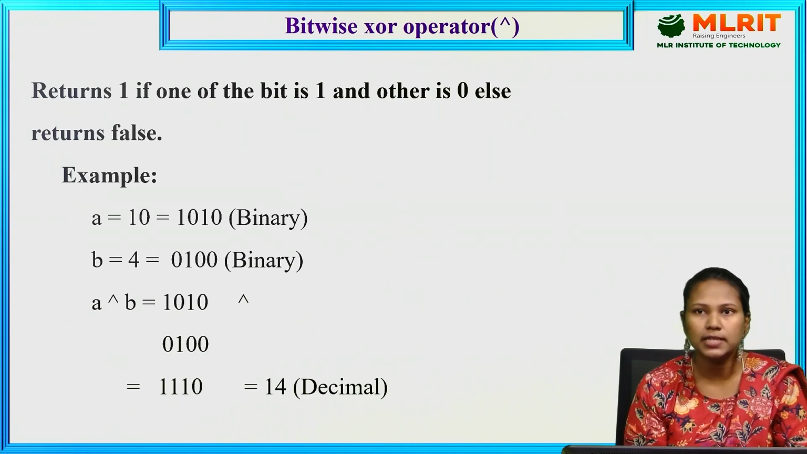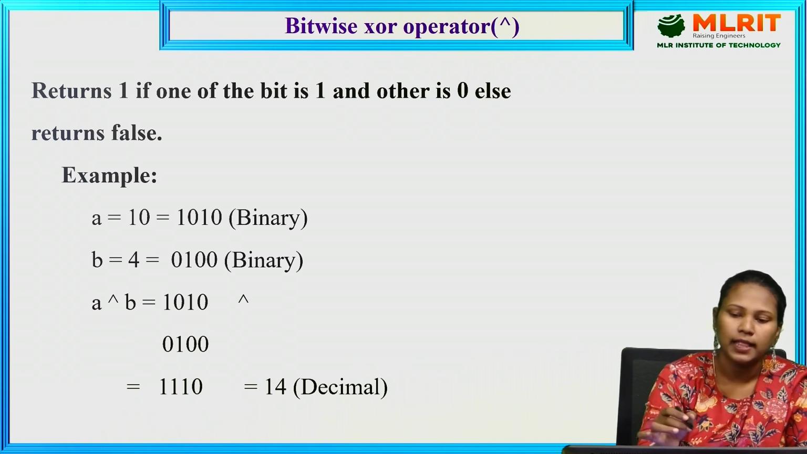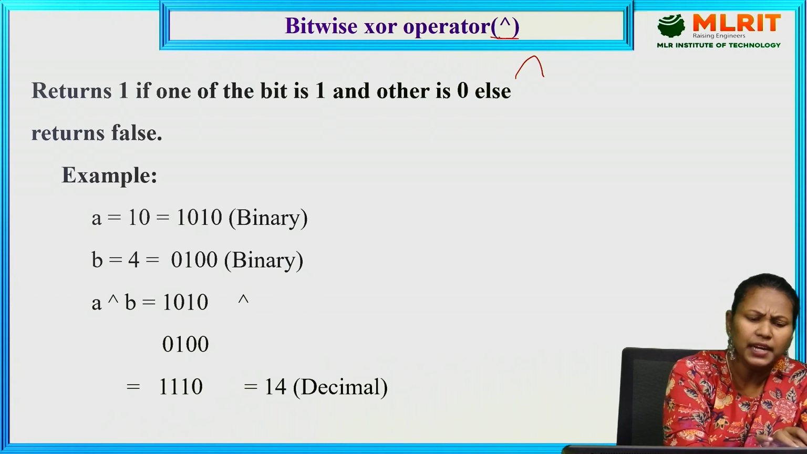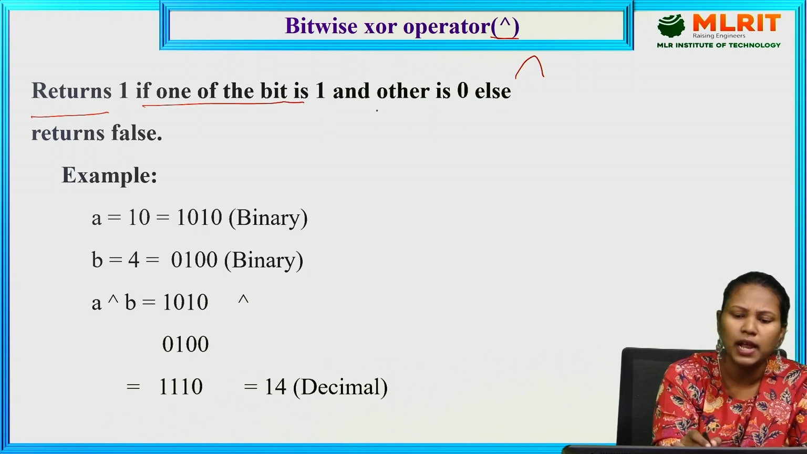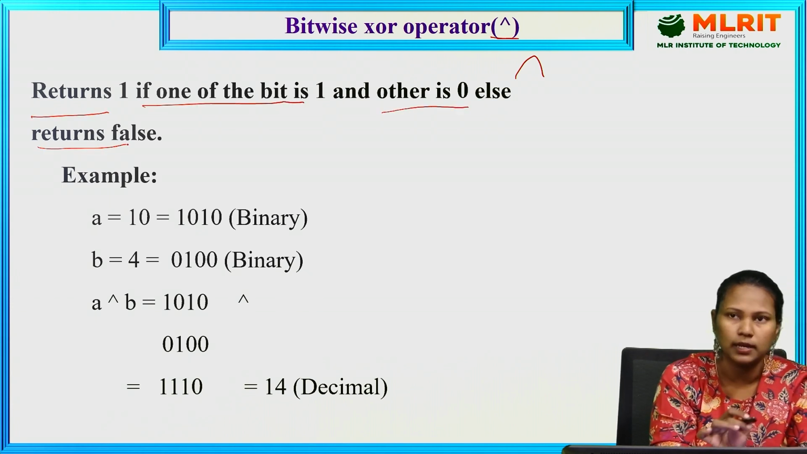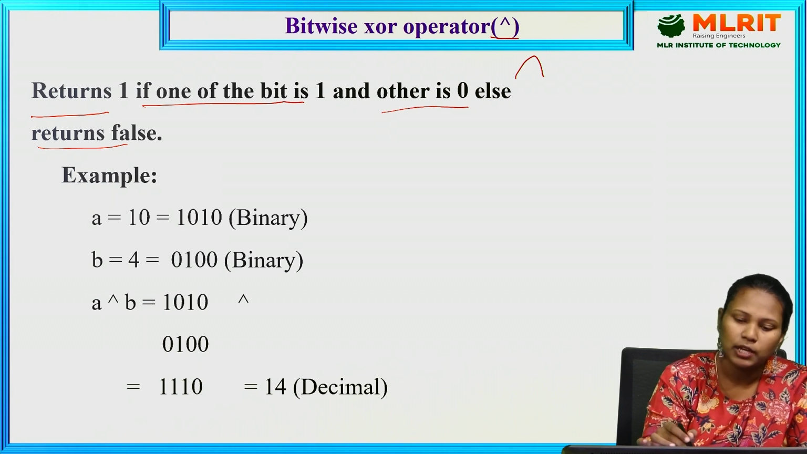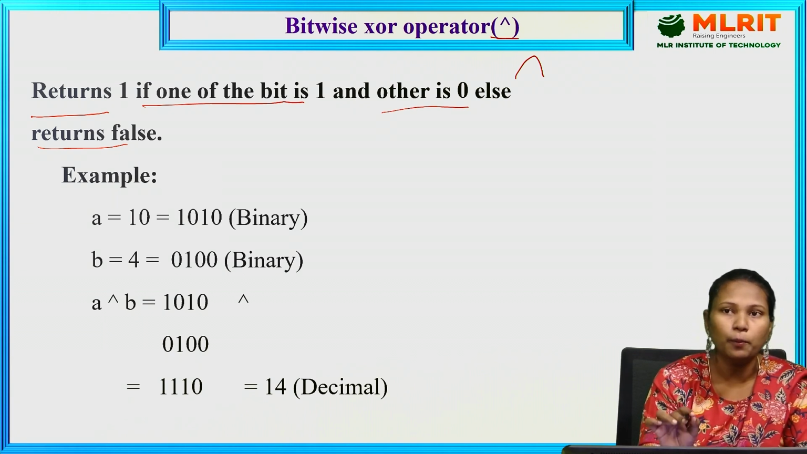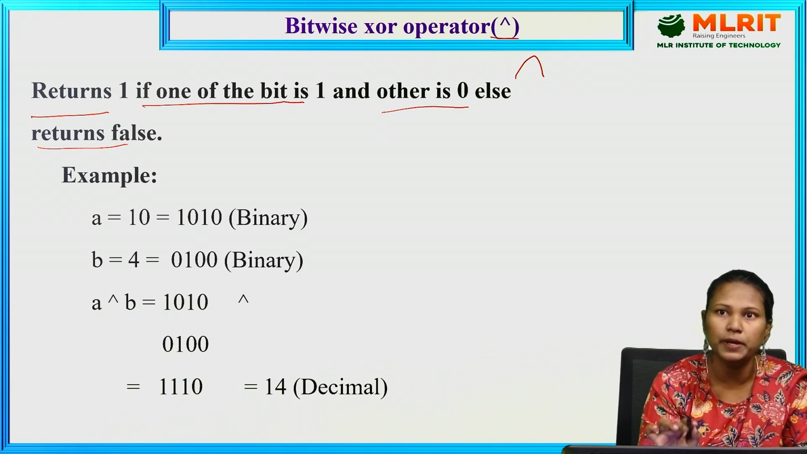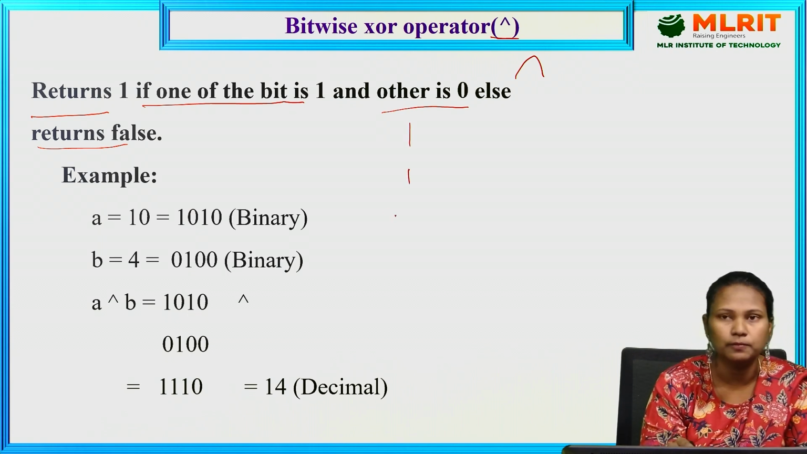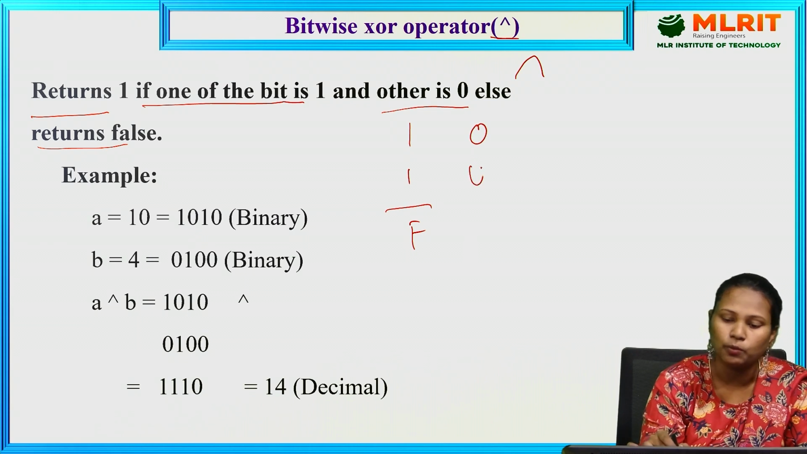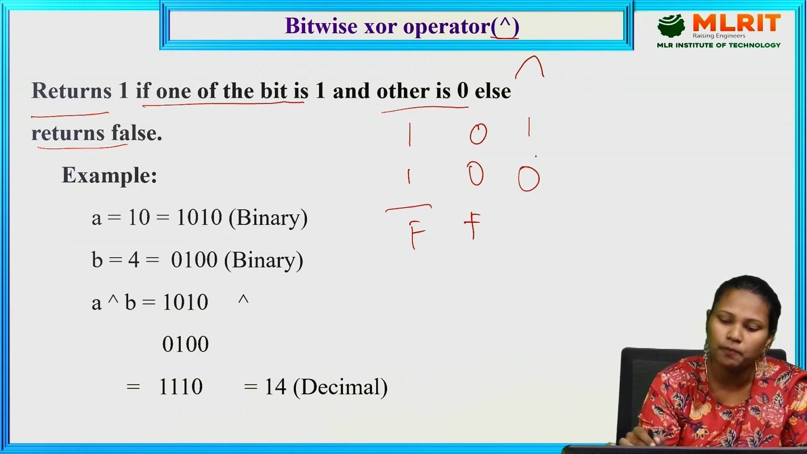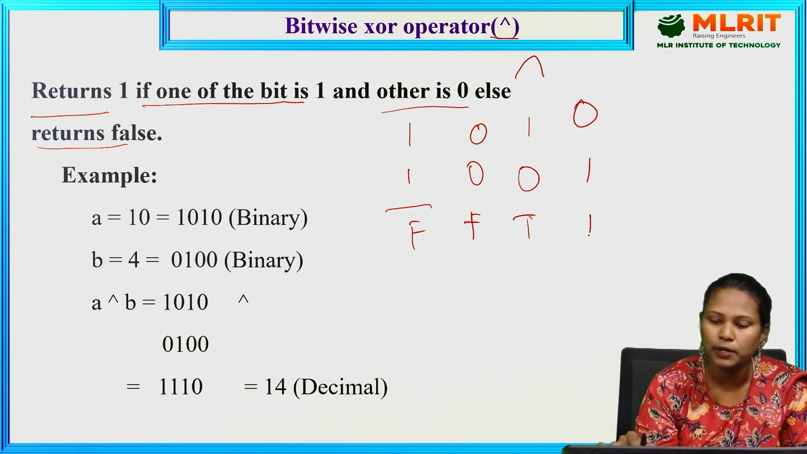The next one is the bitwise XOR operator. The XOR operator, we are representing with this symbol. It returns 1 if one of the bits is 1 and the other is 0, else returns false. Here in the bitwise XOR, if both the inputs are different, it will be true. If both the inputs are the same, it will be false. So 1 1 false, 0 0 false. If the inputs are different, 1 0 or 0 1, it will be true.